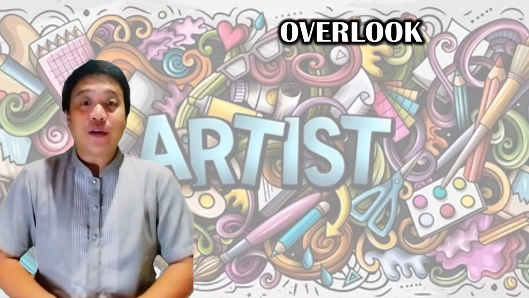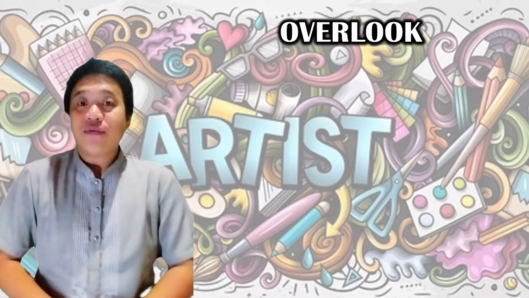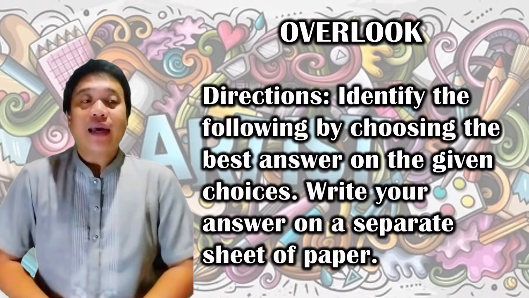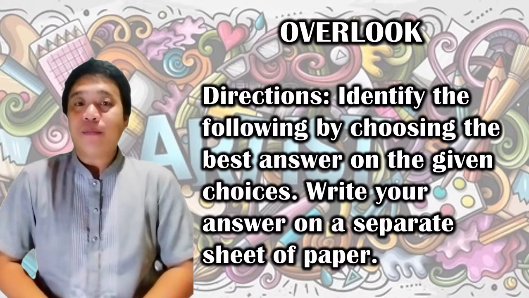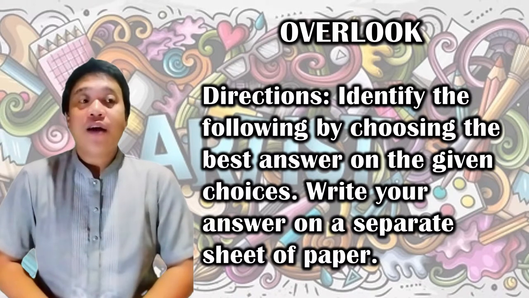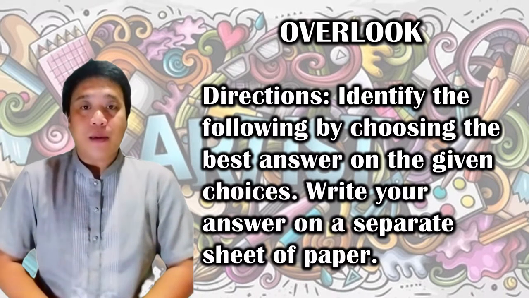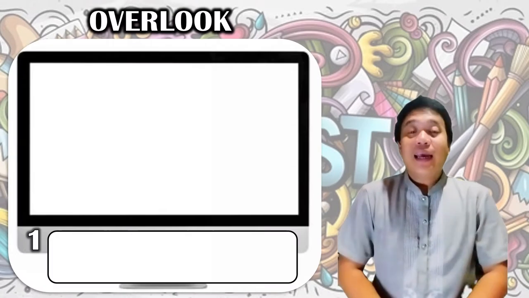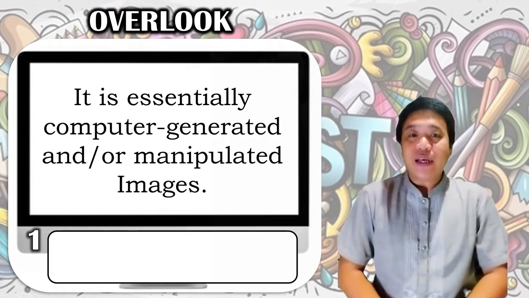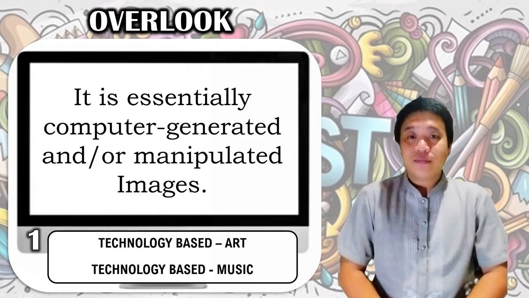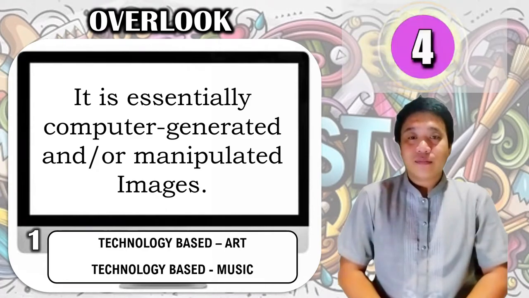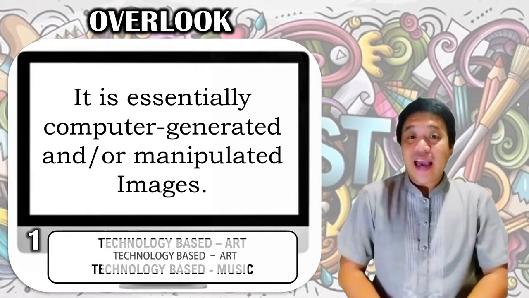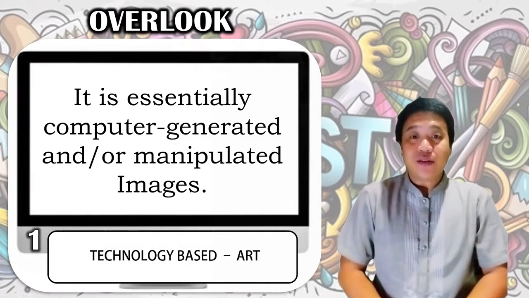To formally start our lesson for today, let's have an overview. Direction. Identify the following by choosing the best answer on the given choices. Write your answer on a separate sheet of paper. You have only 5 seconds to know the answer. Number 1. It is essentially computer-generated and or manipulated images. And the choices are... And the answer is technology-based art.